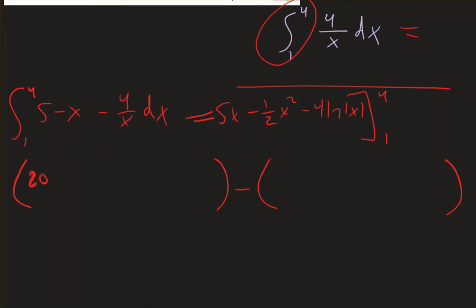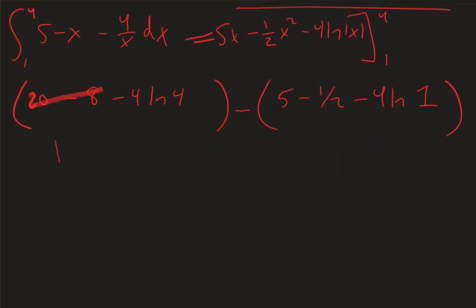So plugging in 4, 20, this would be 16 divided in half, 8, and then minus 4 natural log of 4. Plugging in 1, we get a 5 minus a half minus 4 natural log of 1. See, these make 12. Natural log of 1 is just 0 because e to the 0 gives me 1. So all this goes to 0. So this ends up being 4.5 or 9/2.